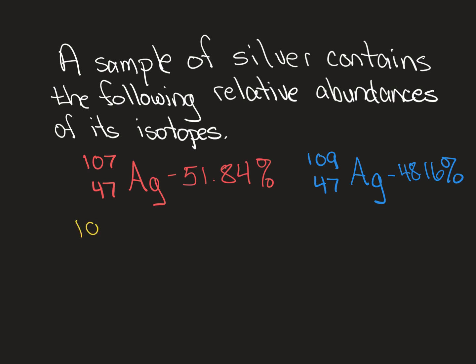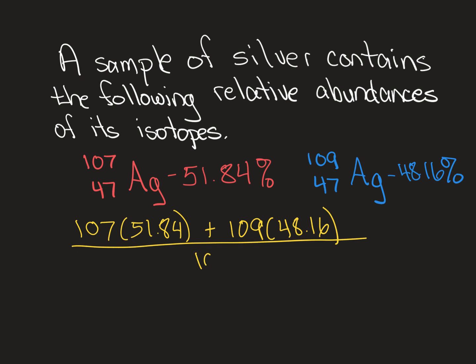So we'll start with 107, and you multiply that by 51.84%. And then you're going to add that to your 109 and multiply that by 48.16. Then you're going to take that total and divide it by 100. When you do that, your answer will be 107.96, and the unit is AMU.